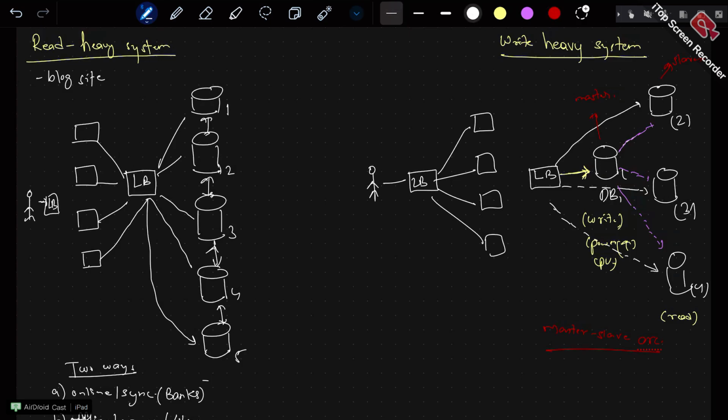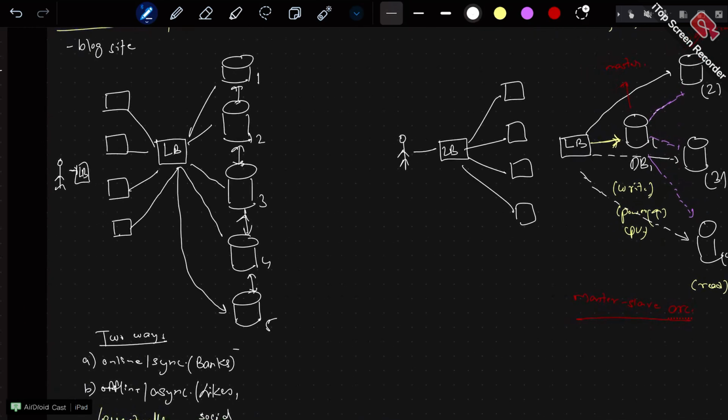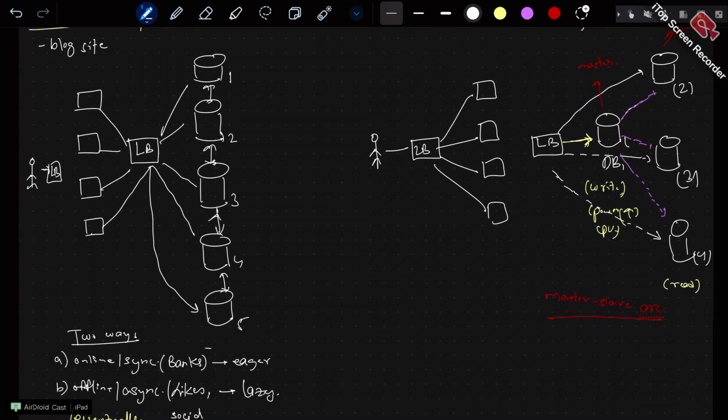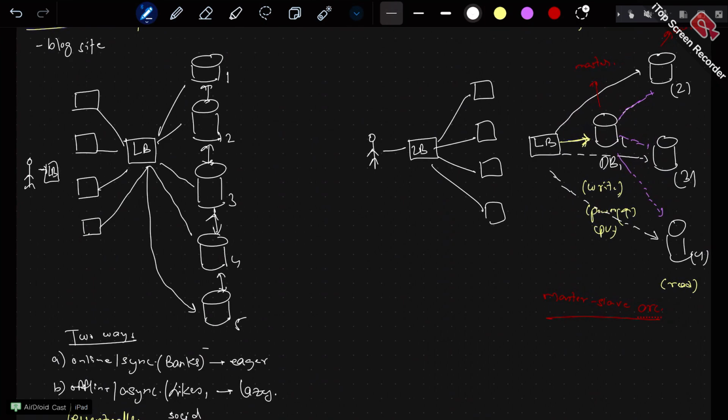Okay, so now we have read about this also. There is something called lazy propagation and eager propagation. Sync is also called eager, meaning immediate, early, and this is also called lazy propagation, after some time. They are used in a synonym manner. So eager, online, or sync are the same. Lazy, offline, and async are the same.